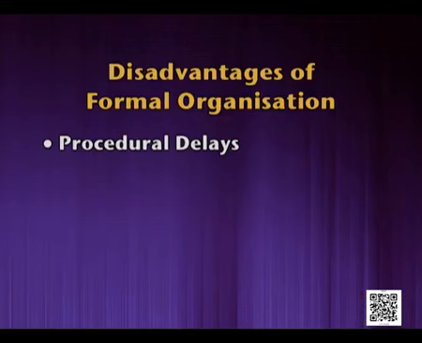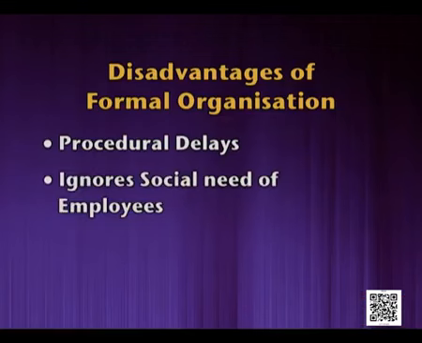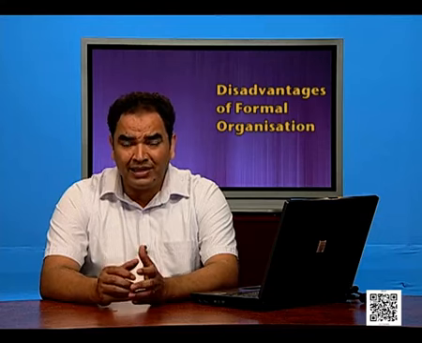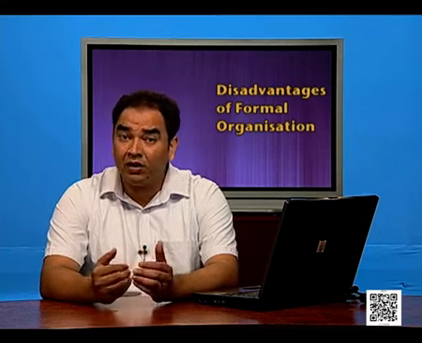The second demerit is that it ignores the social needs of employees. Yes, the formal organization only concentrates on taking the work from the people. They are not taking care of their psychological satisfaction, because they are human beings, they are social animals. If they are working in a particular organization, recognition must be there, but that type of recognition is not made available in the formal organization. That is why it is the second demerit of the formal organization.